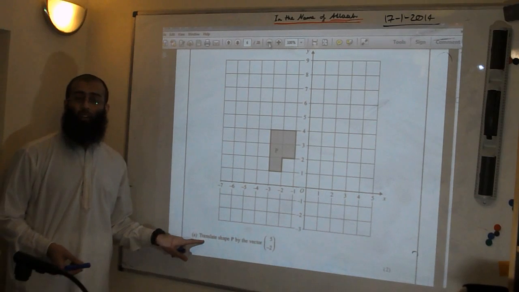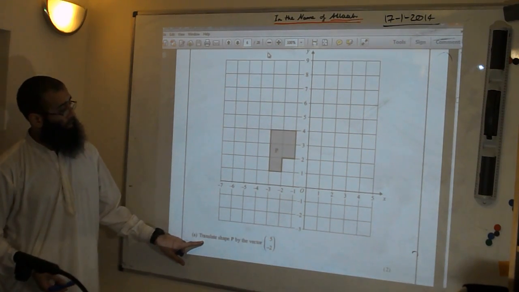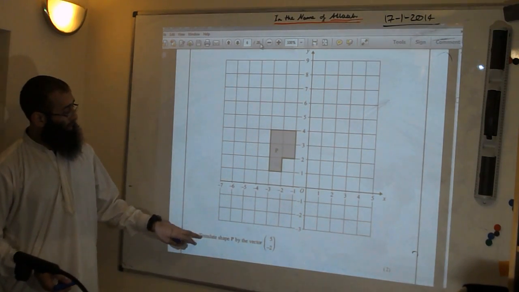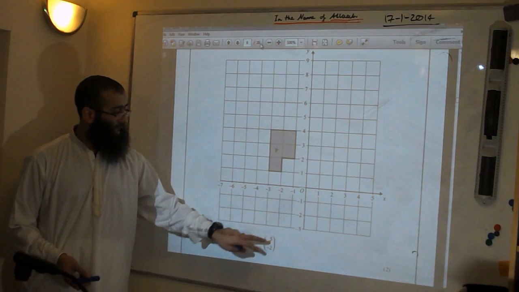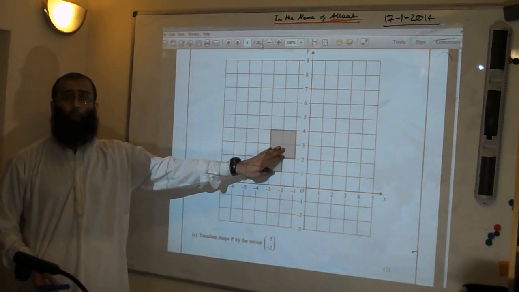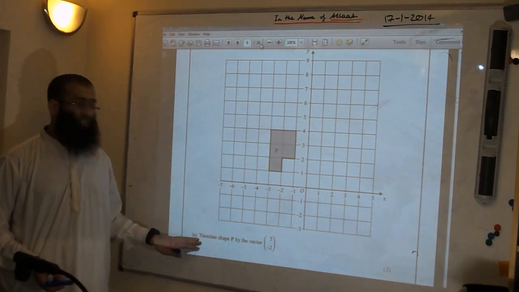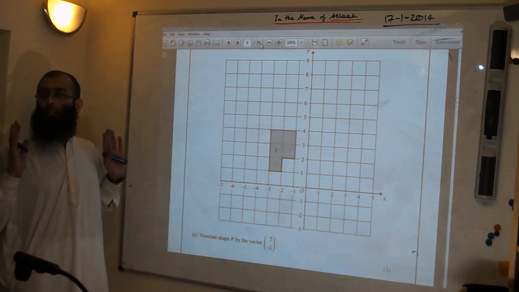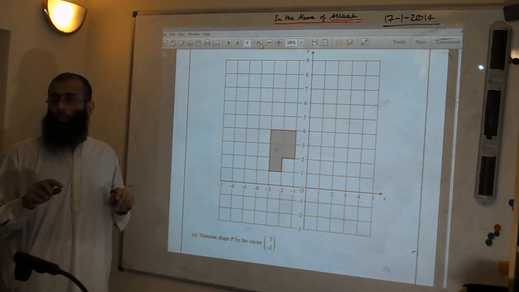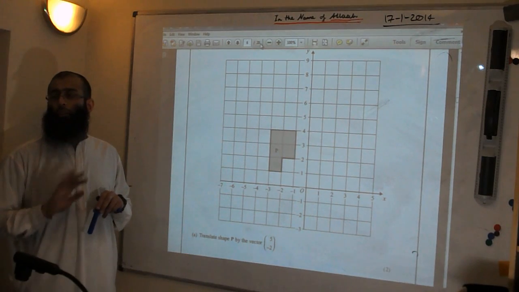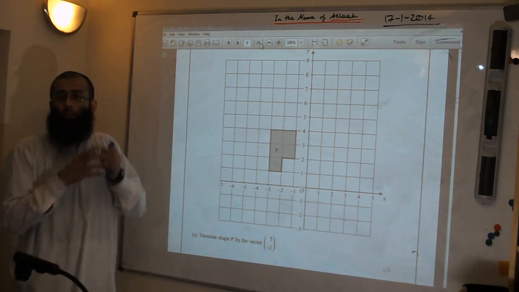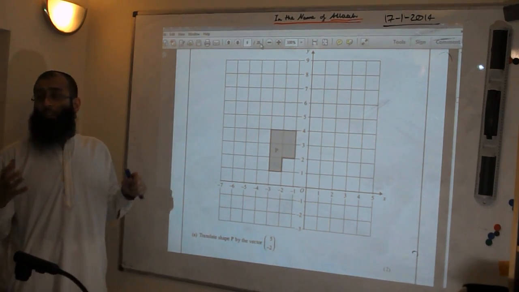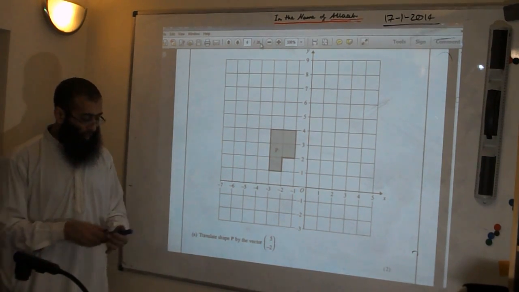Okay. Translate shape P by the vector 5 minus 2. Here's our shape. So when we do a translate it means move it. Rotate means turn it. Reflect means flick it. And enlarge means make it bigger. Translate means move it. So 5 minus 2.